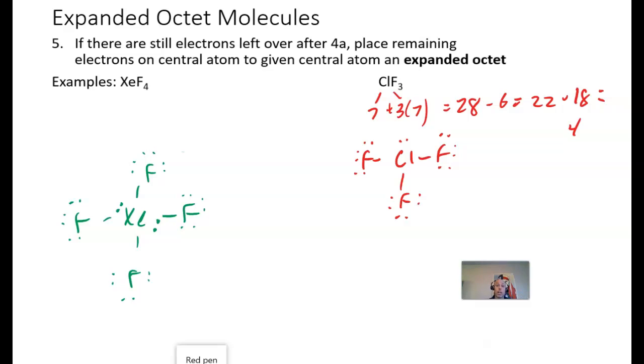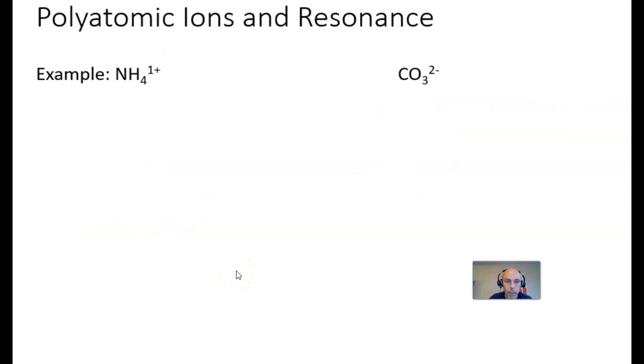Putting 2 dots on chlorine gives chlorine an octet, but I've only drawn 2 of the remaining 4 electrons, not all 4. So if everybody has a full octet and there are extra electrons, which there are 2, you give the central atom an expanded octet, and in this case, that means giving chlorine a second lone pair. So in this case, chlorine as the central atom feels like it has 10 valence electrons or an expanded octet. Look at the pretty green and the pretty red. All right, getting close to the end here.